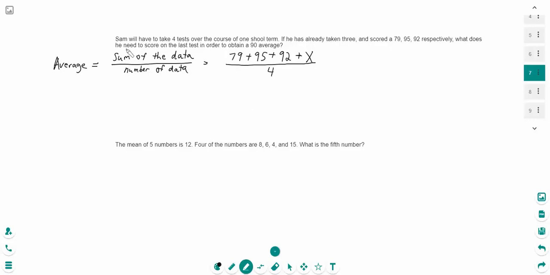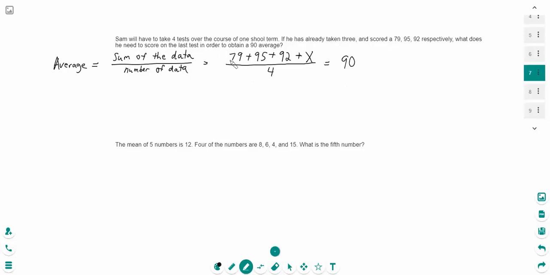Now, what Sam wants to know is how well does he have to do on this X test here to get this average to equal 90% or 90 points? Okay, that's what he's looking for. He wants the whole average to end up being 90, and he wants to know what this X is going to have to be in order for that to happen. So once we have it this far, we should be able to see that this is just an equation. It's an equation with one unknown, and we can solve that.